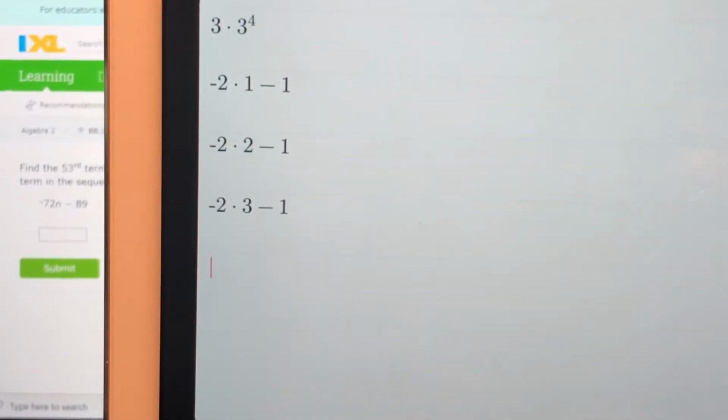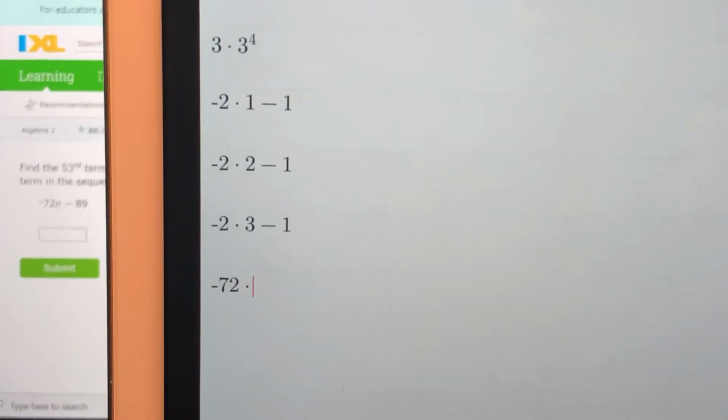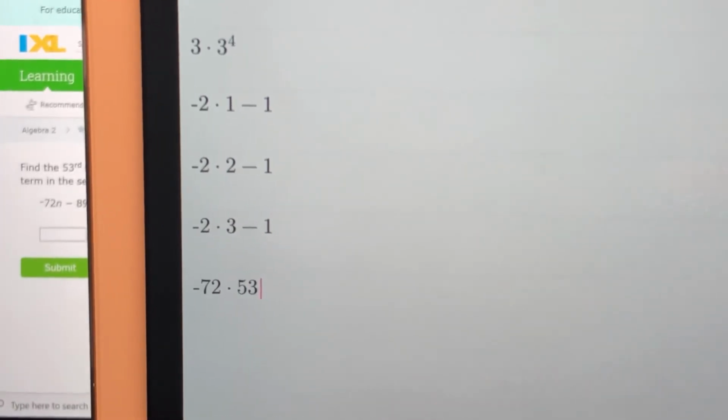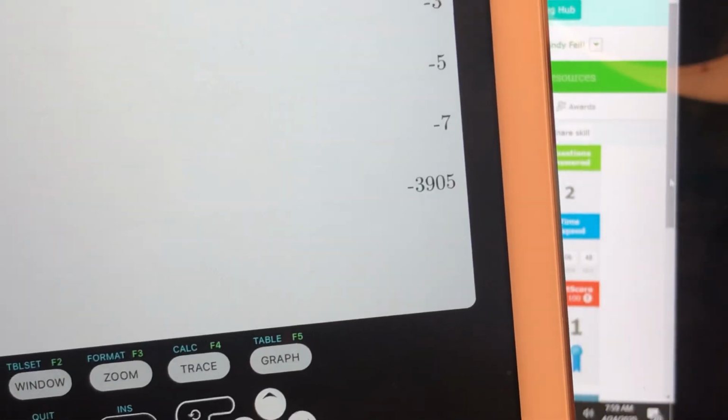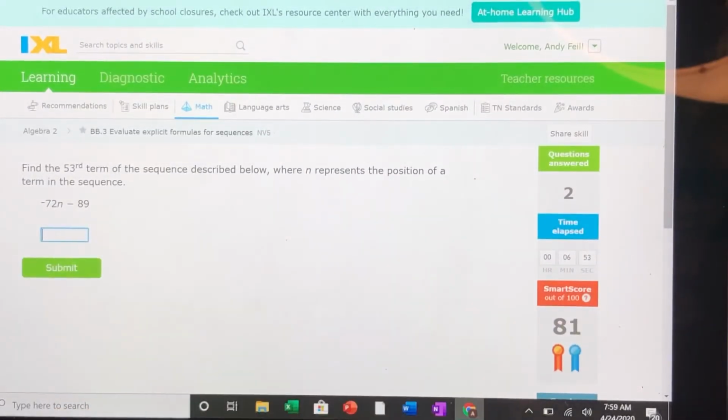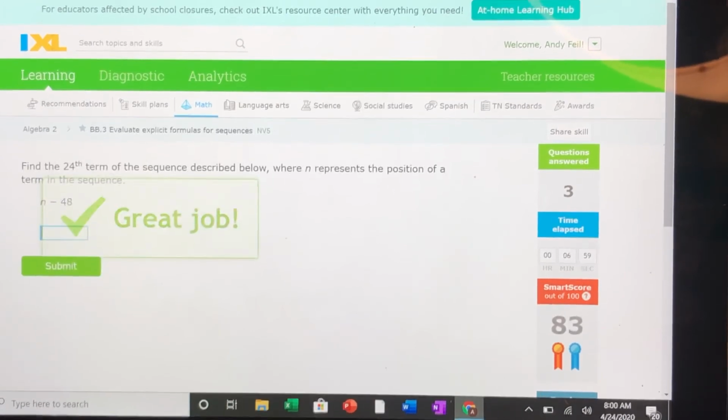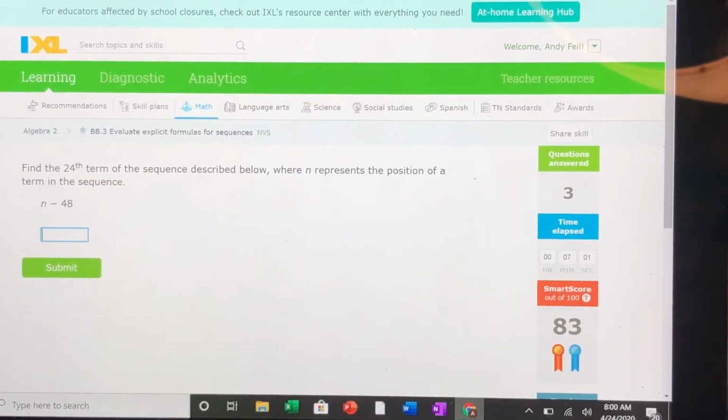Let's see, negative 72 times 53 minus 89. So you just plug in the 53 into the function, and we get negative 3,905. And that's it. So there you go. That is BB3, evaluating explicit formulas for sequences.